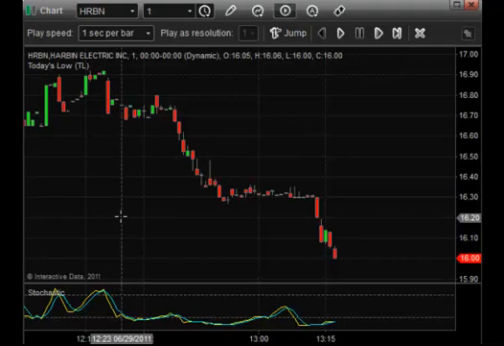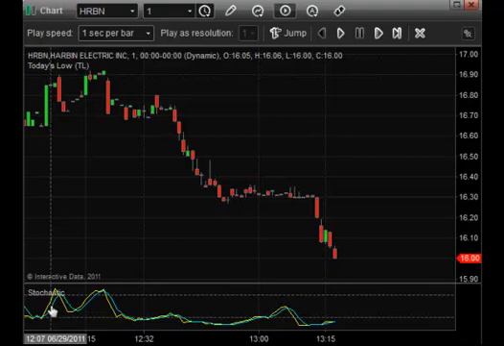So we have our stochastics down here. The yellow is the %K that we talked about. The light blue line is the %D. You can see the %D is a smoother line. That's because it's a 3-period moving average over the %K. This is just the default settings. %K is 14 and %D is 3. So let me start this market replay here and show you what happened.